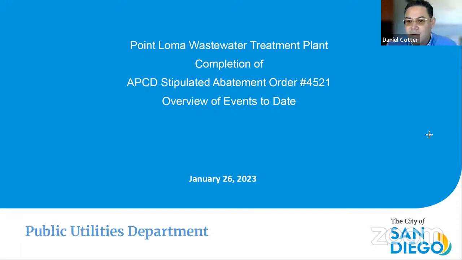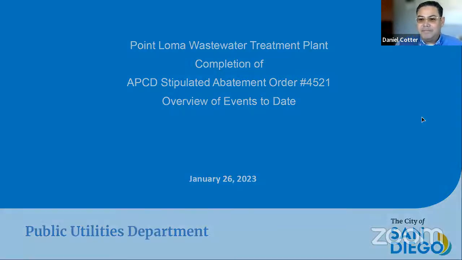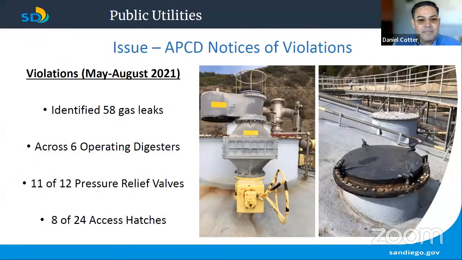This is a very overall view of the events occurring to date at the Point Loma Wastewater Treatment Plant and the completion of the APCD Stipulated Abatement Order 4521. I'm pleased to present this PowerPoint slide of the events. Next slide, please. APCD notices of violation were given to San Diego between May and August of 2021. They identified 58 gas leaks across 6 operating digesters.